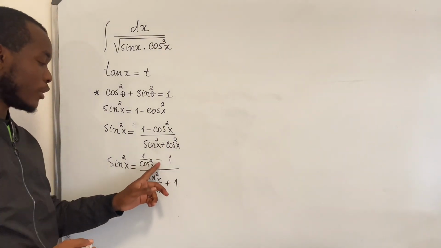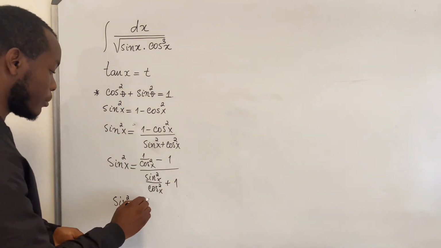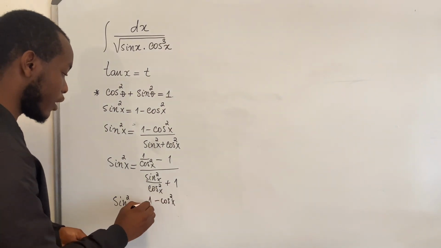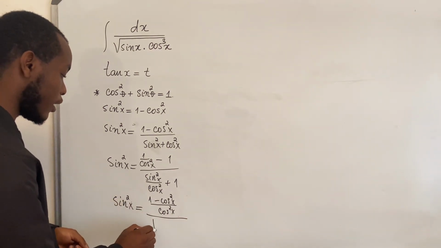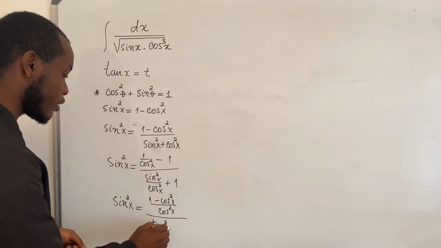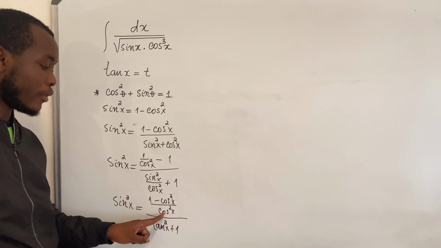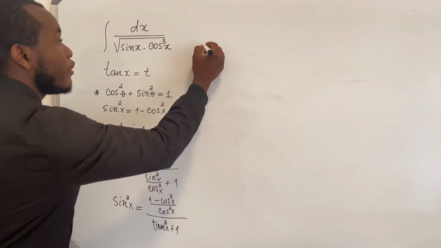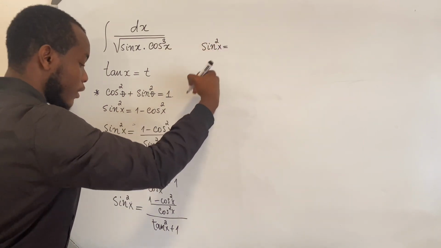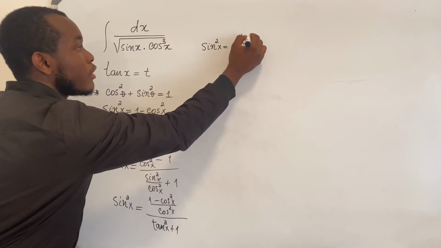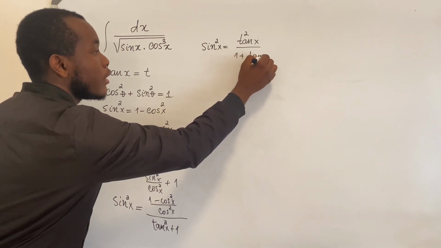So we can find the common denominator here. Then we're going to have sine squared of x crossing and multiplying 1 minus cos squared of x over cos squared of x. Sine over cos is tan, so we're going to have tan squared of x plus 1. 1 minus cos squared is sine squared, so that means sine over cos is still tan. So in this particular case, sine squared of x will be equal to tan squared of x over 1 plus tan squared of x.